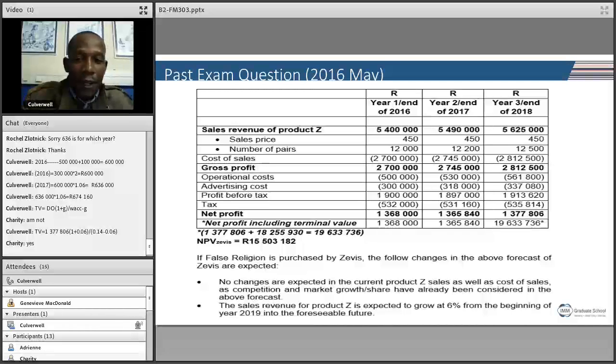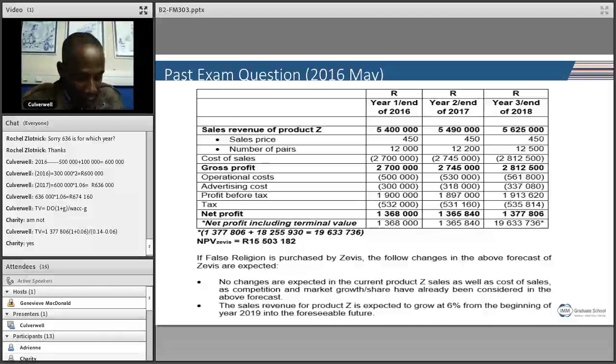Great stuff. So you would have got yourself your terminal value. Then you say, what was the profit for that terminal year? 1,377,806 plus the terminal value calculated of 18,255,930. That was going to give you the net profit, including terminal value, of 19,633,736.